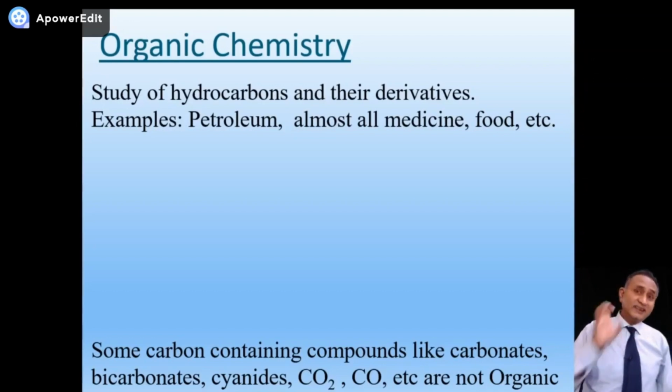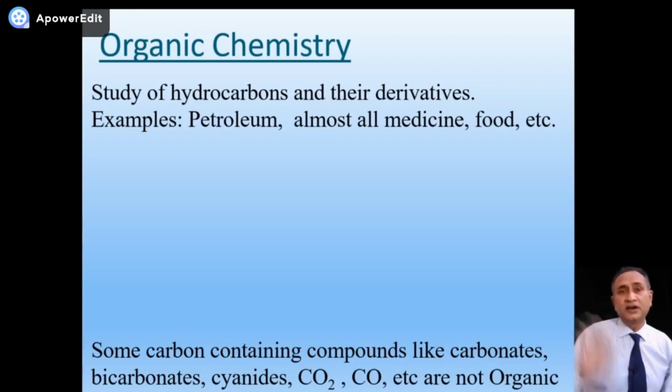Remember one thing, there are certain compounds which, though they contain carbon, are still not included in organic chemistry. What are those compounds? Carbon dioxide, carbon monoxide, all carbonates, all bicarbonates, all cyanides. These are the compounds which are not included in organic chemistry. Why? Because in such compounds carbon is not linked with hydrogen, or you can say the properties of such compounds are different from those 9 million compounds which are included in organic chemistry. That is why they are not supposed to be part of organic chemistry or organic compounds.